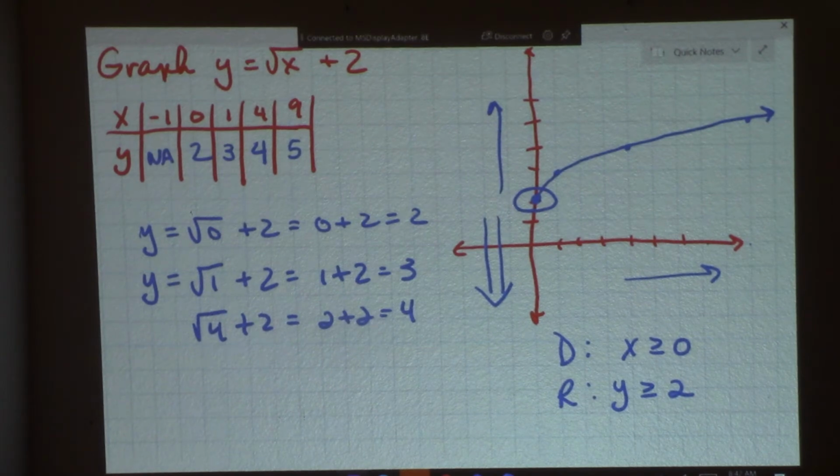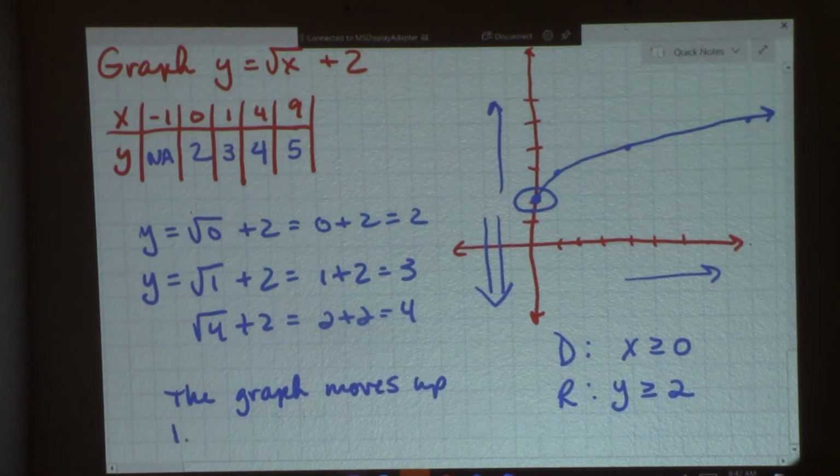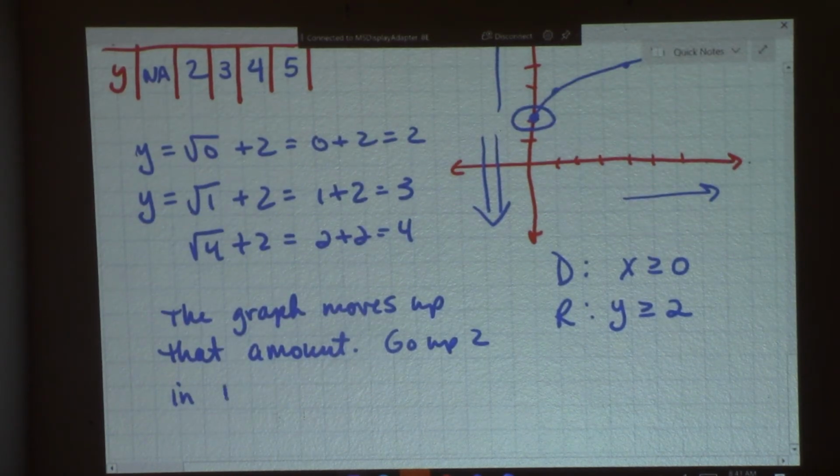That's okay. All right, so what happens when we have a constant? When we add it, you can write this down. The graph moves up that amount. So that's the answer to the question. In this case, we added 2, so it would go up 2 in this example. All right, let's just keep moving along here.